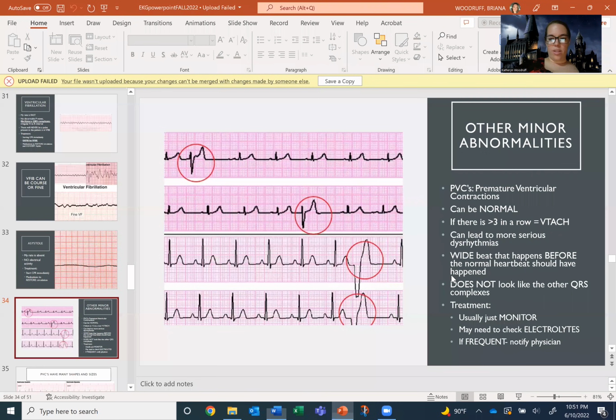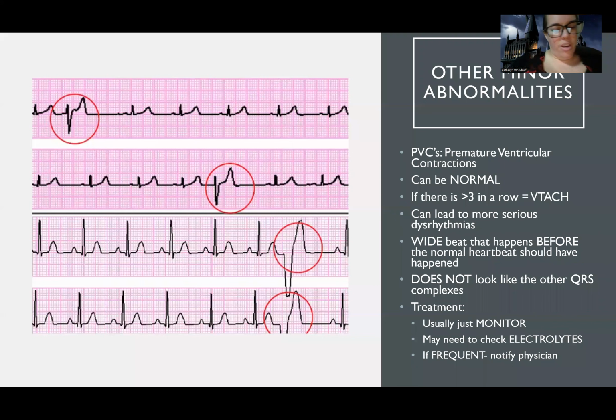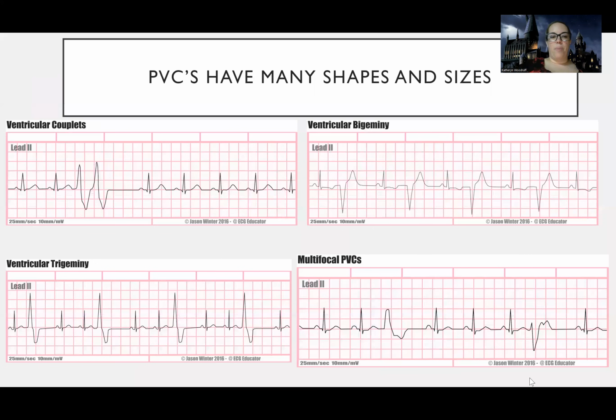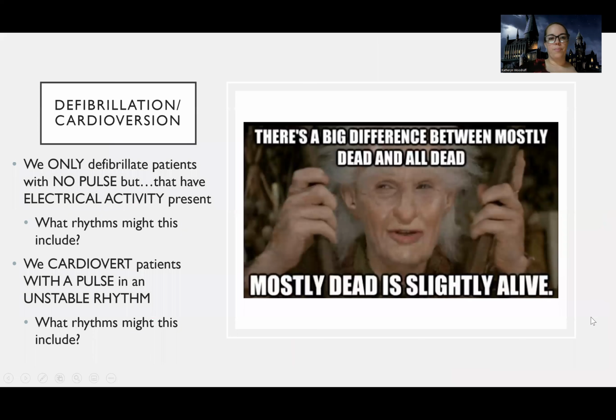Okay, that's it. All right, so I can go back to this full time. So PVCs can come in different shapes and sizes. They can come in couples holding hands, so cute. You can have what's called bigeminy, which is where it's every other beat. We can have trigeminy, which is every third beat, or those multifocal, like I said, they're going in different directions.